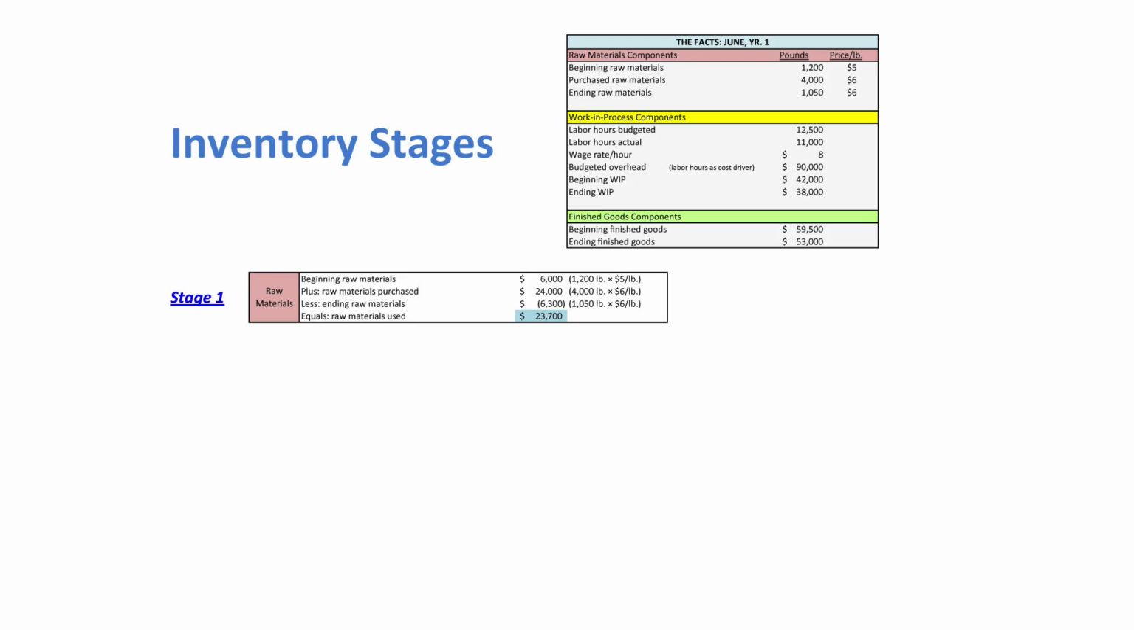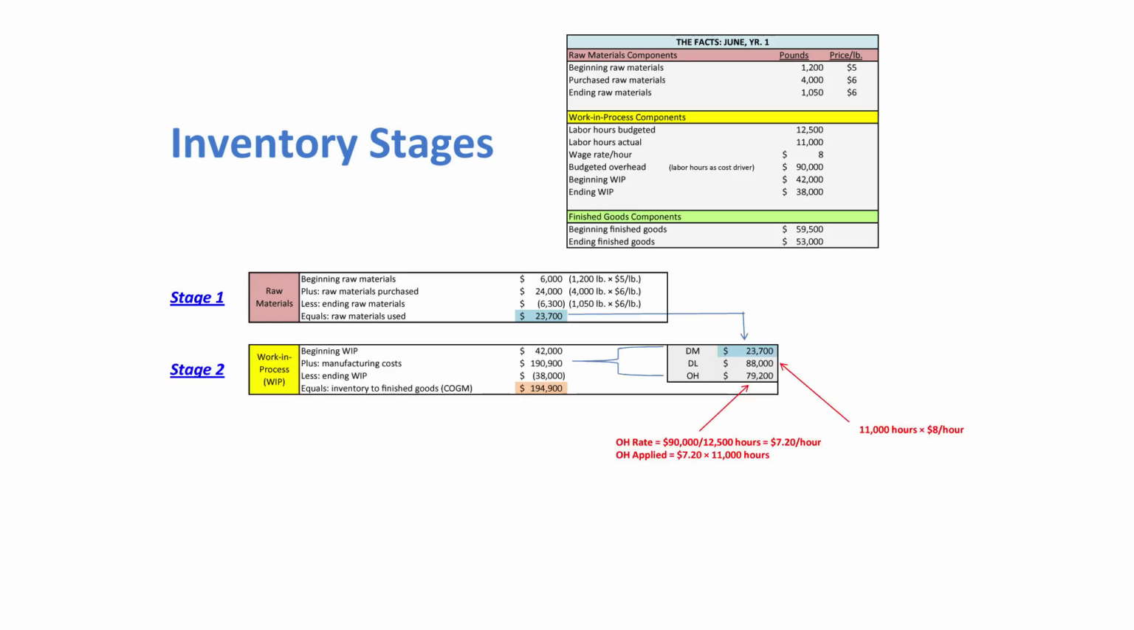Then either we used it or we didn't. Since they've given us ending raw materials here of 1,050 pounds at $6 a pound, we know that we didn't use 6,300. So that means we must have used 23,700. Alrighty, so the 24 plus the 6, 30 minus the 6,300, there's our raw materials used. Now that we have our raw materials used, we're ready to figure out what our current manufacturing costs are.